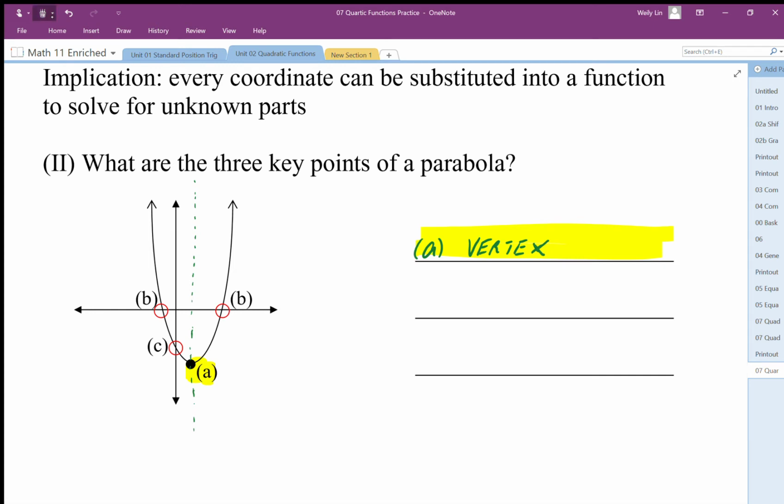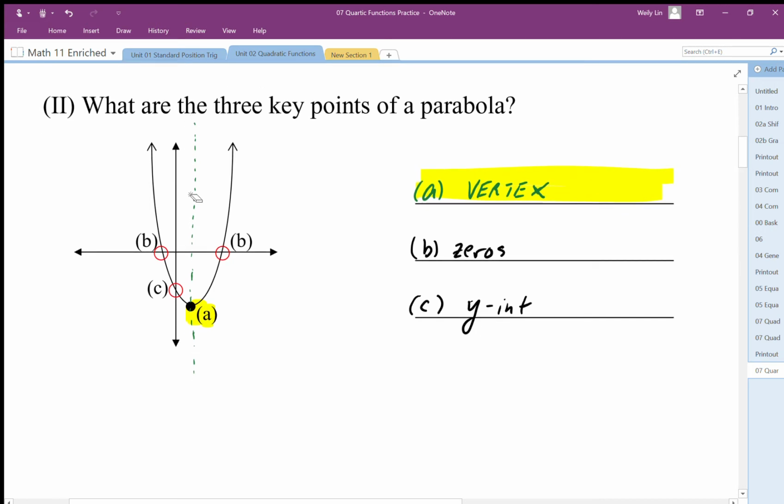So B represents zeros, and the zeros are nice because they are symmetrical. They also indicate some symmetry. So if we know the symmetry, we can find the other zero, or if we have two zeros, we can find the axis of symmetry. And C represents probably the least important point, but it is the easiest to find when we have the general form equation, and that is the y-intercept. So those are the key parts of the parabola, and we also have this axis of symmetry, but the axis of symmetry is essentially connected to the vertex.